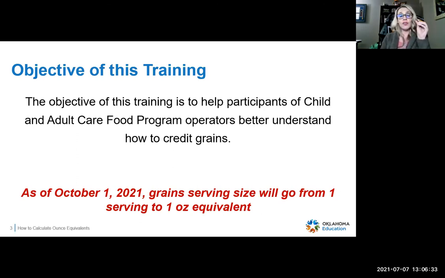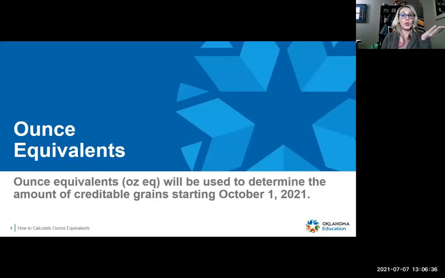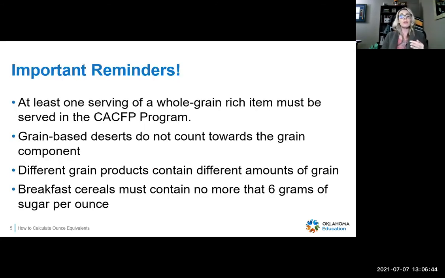It's just a tiny fraction of a bit more food than what you are giving, which we've always told people you can always serve more, you can't serve less. So I think a lot of you have already been essentially serving this amount. So it is just important to know that at least one serving per day in CACFP must be whole grain rich. So one time a day, you have to be serving something that is whole grain.